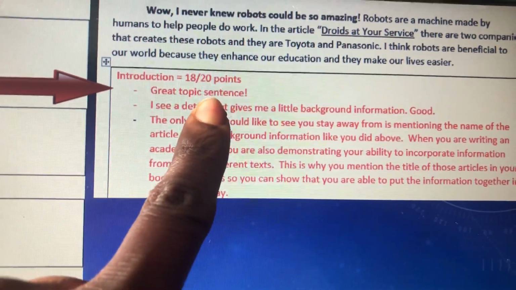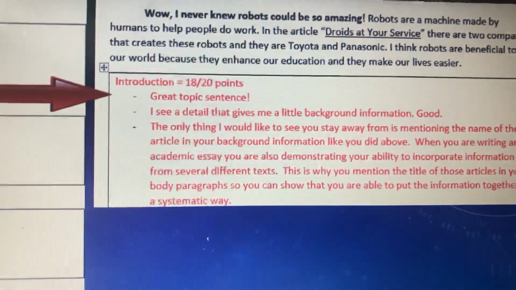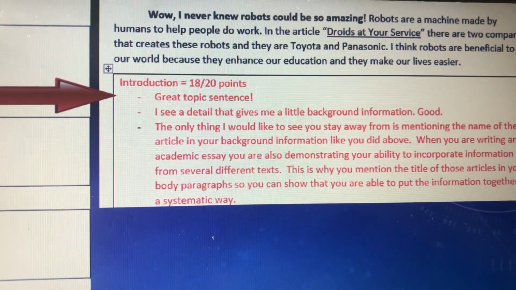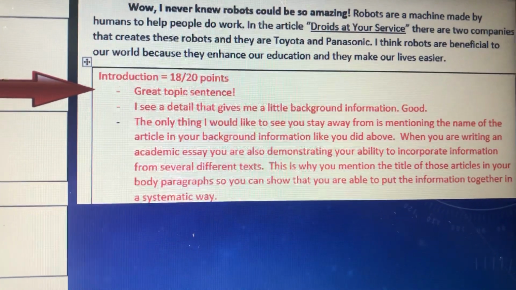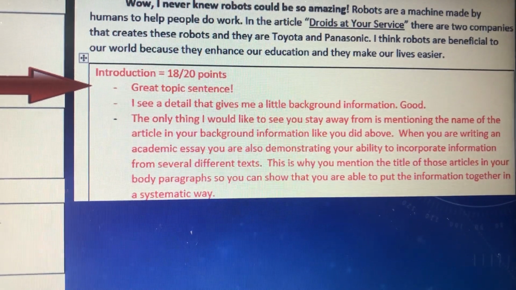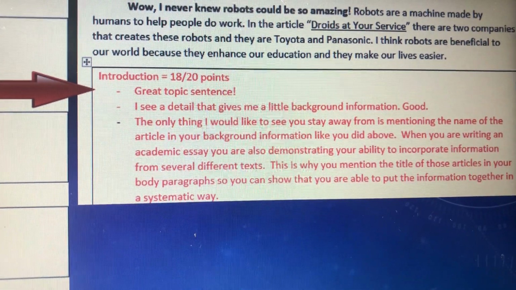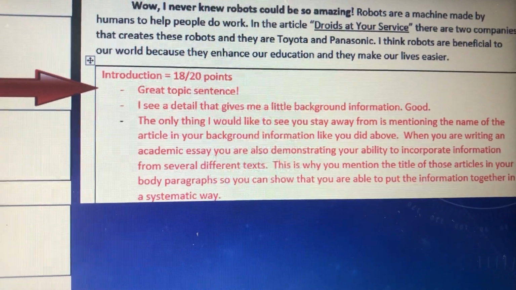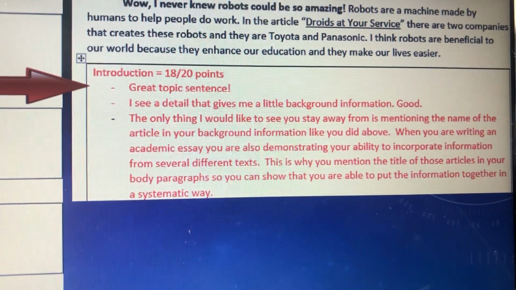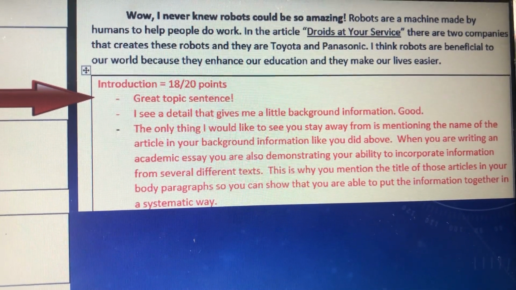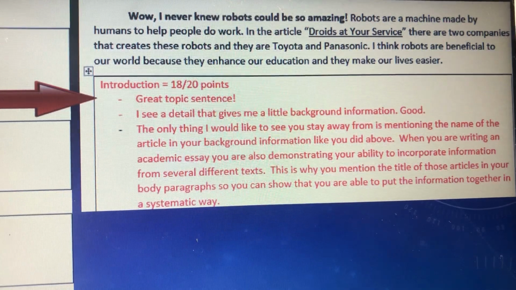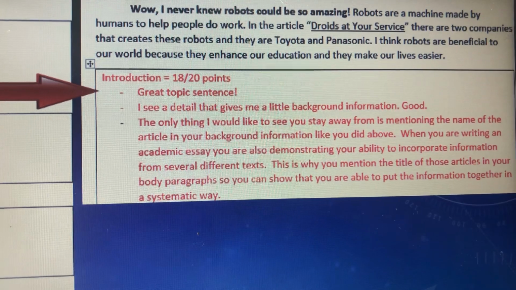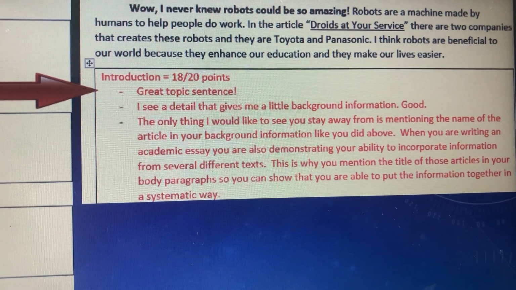They have a great topic sentence, but my background tells this person to stay away from mentioning the name of the article or an article in your introduction. And the reason for that is because part of your responsibility when you're writing an academic essay is to make sure that you are showing that you're able to incorporate information from several different texts. So this is why at your age group, it is a better practice, a good practice, to mention the title of the articles that you're referencing in your body paragraphs.